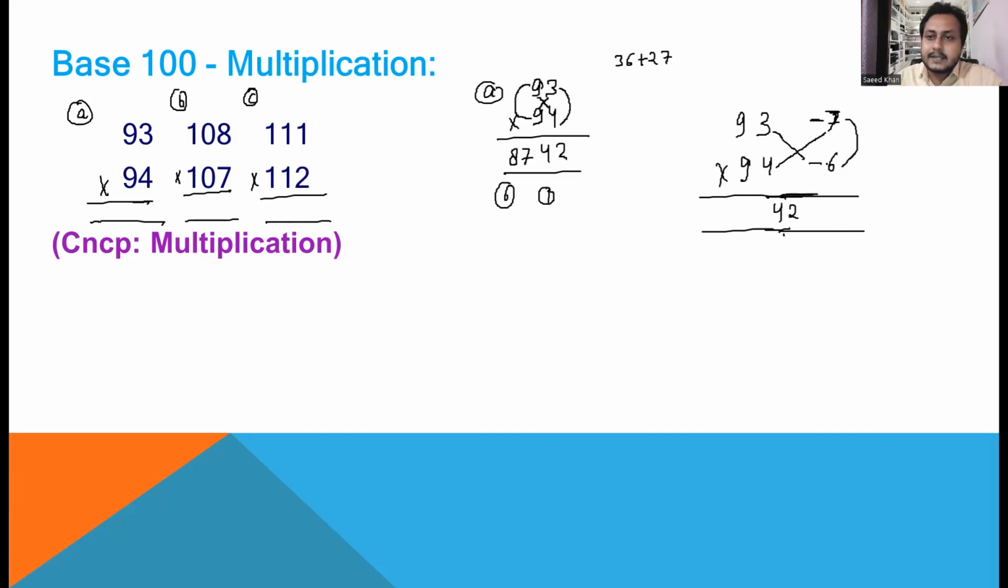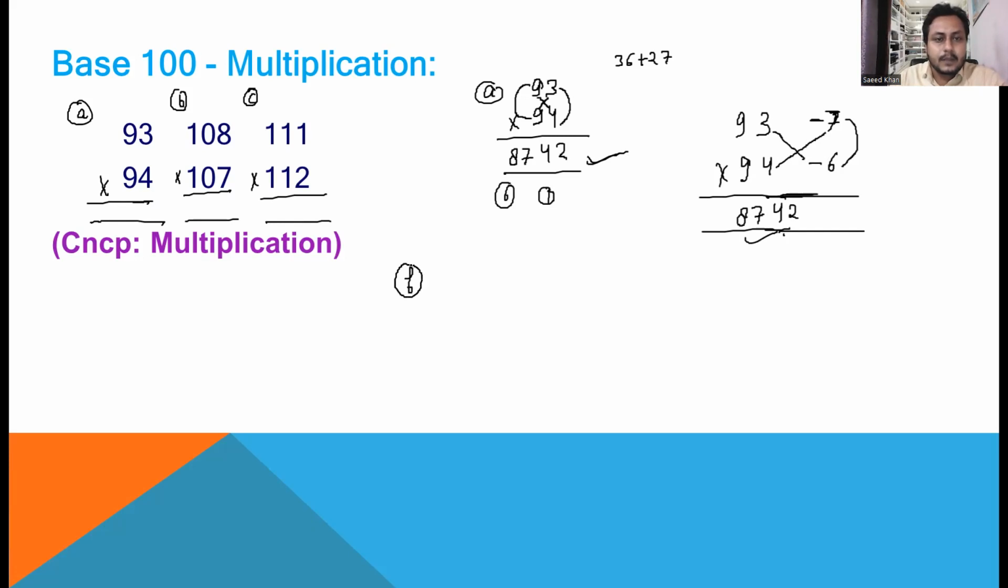Either take the sum of 93 and minus 6, or take the sum of 94 and minus 7, you will get the same number, right? Like 93 minus 6 is 87. If you do 94 minus 7 also, again you will get 87. So the product of 93 into 94 is 8742. Both are the same thing. 8742, right?